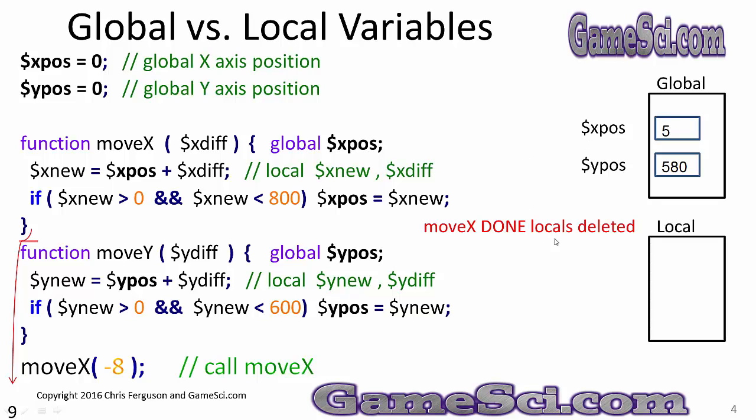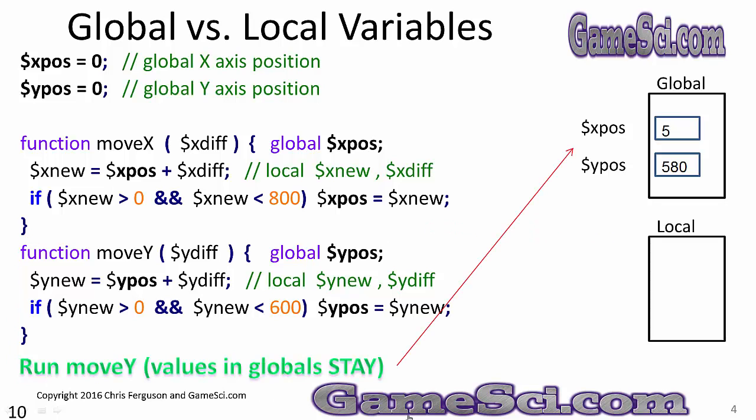When MoveX was done, look at my little message here. Locals deleted. Everything went away. That is a big difference between global and local variables. Global variables, which are declared outside the function, stick around. No matter how many functions you call, the global variables stick around. Local variables are owned and operated by the function. They don't exist before the function is called, and they get deleted after the function runs. So the xdiff variable that was created disappeared. The xnew variable that was created disappeared. Local variables get deleted when the function is done. Globals do not.